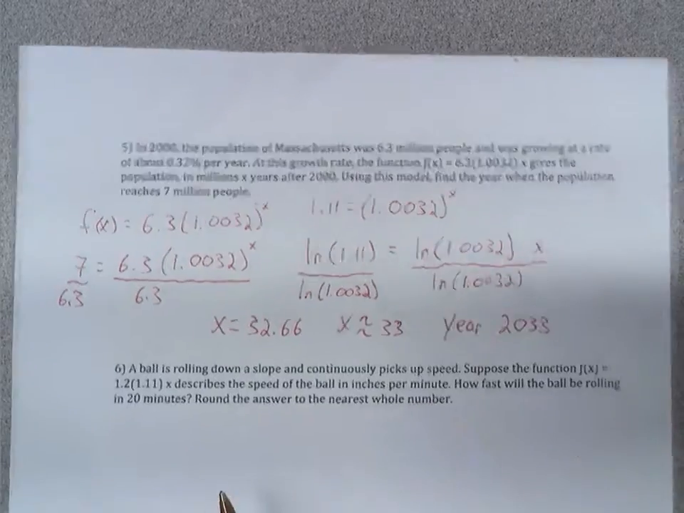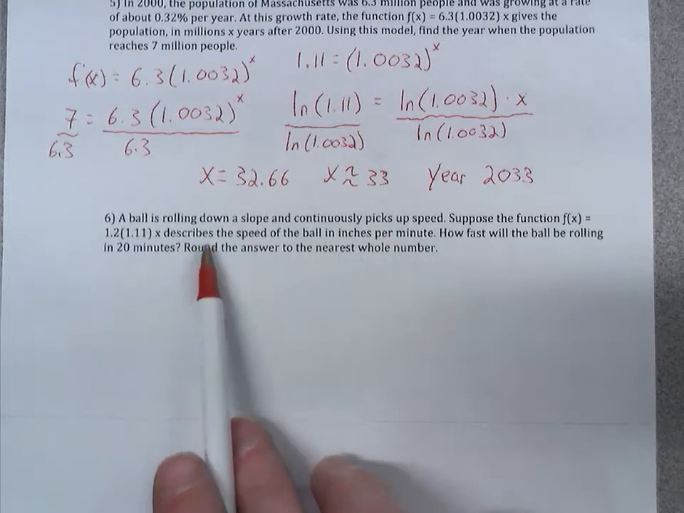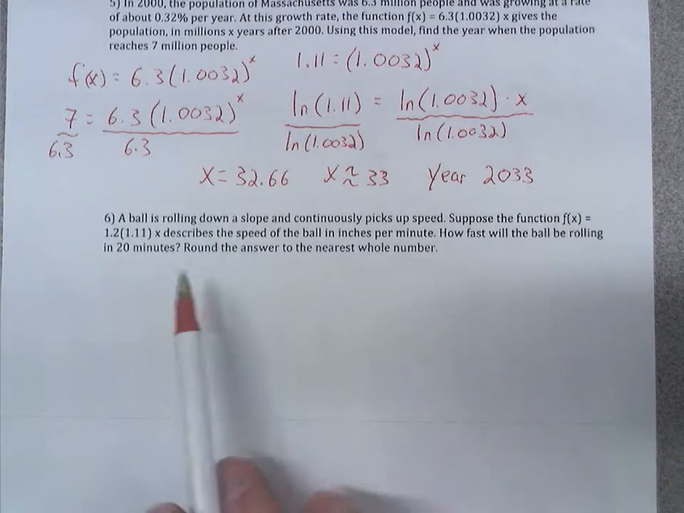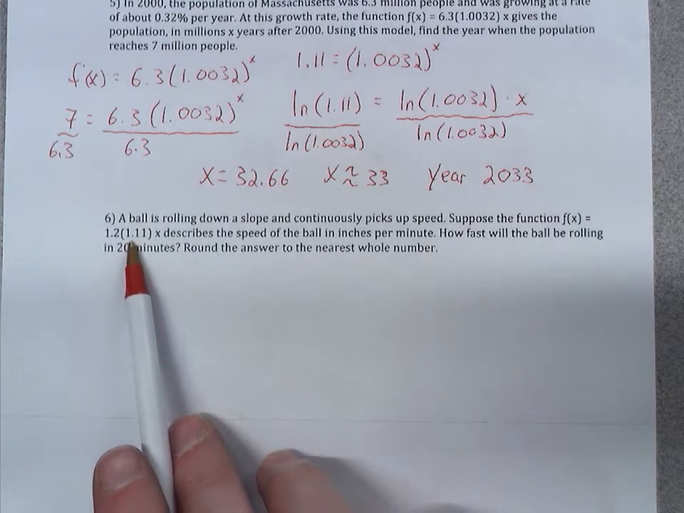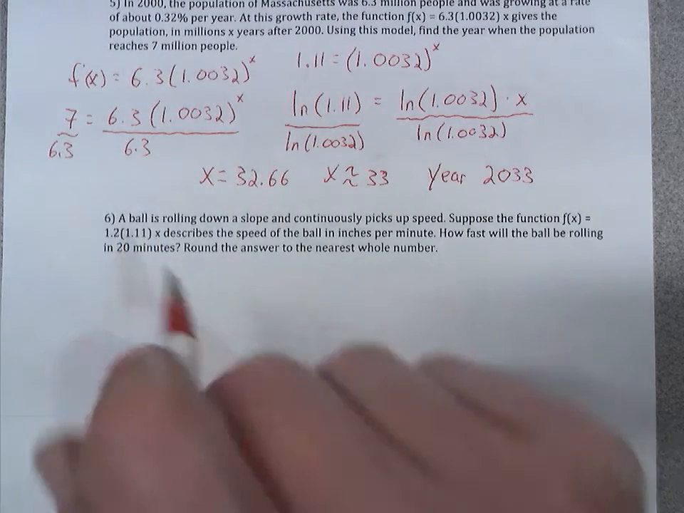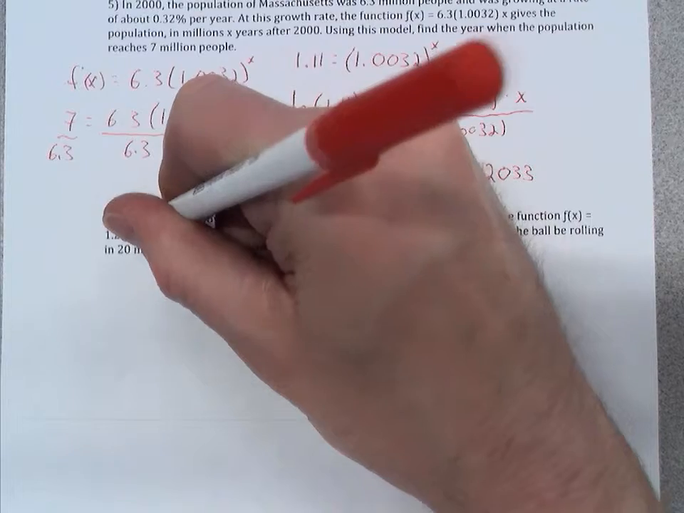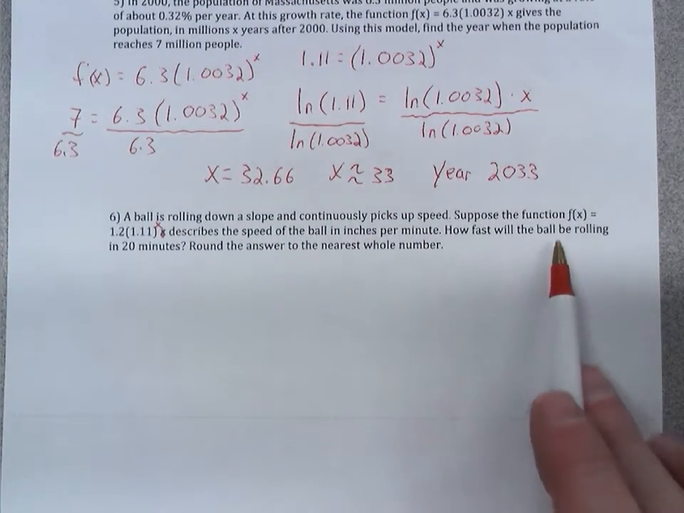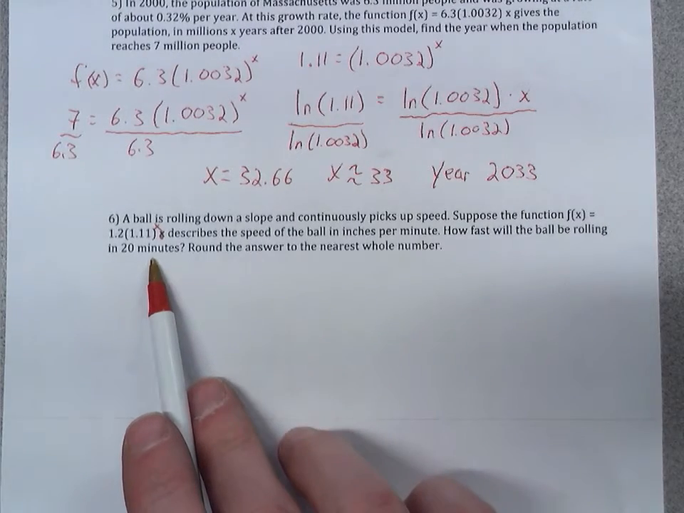Now, for this question down below, a ball is rolling down a slope and continuously picks up speed. Suppose the function f of x equals 1.2 times 1.11 to the x power. It's supposed to be to the x power. It describes the speed of the ball in inches per minute. How fast will the ball be rolling in 20 minutes?